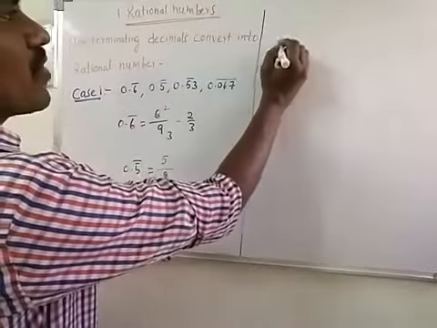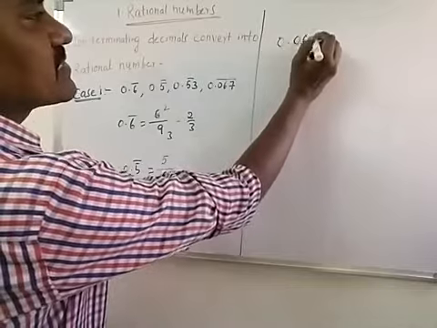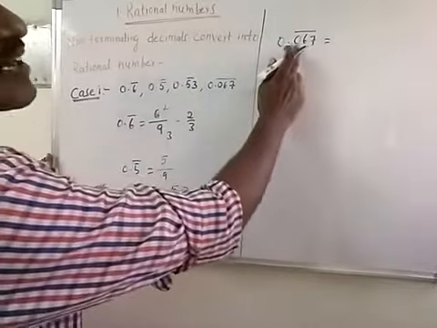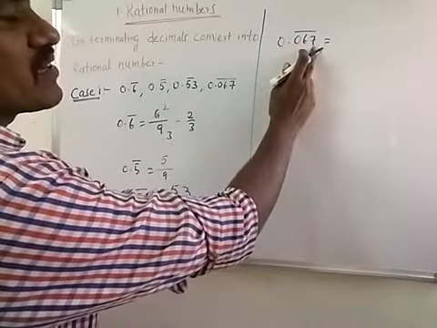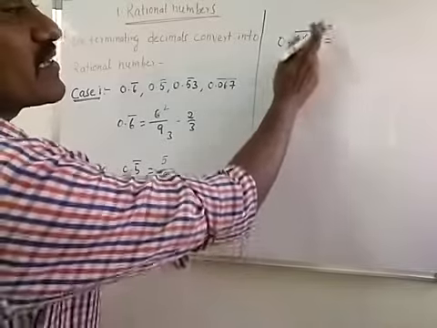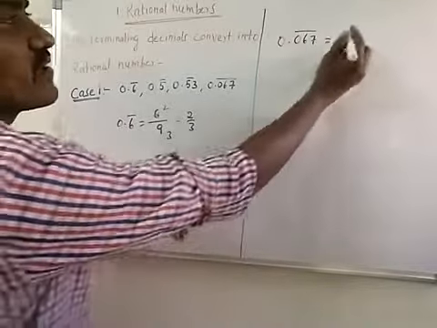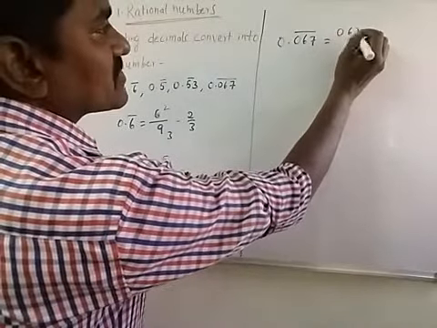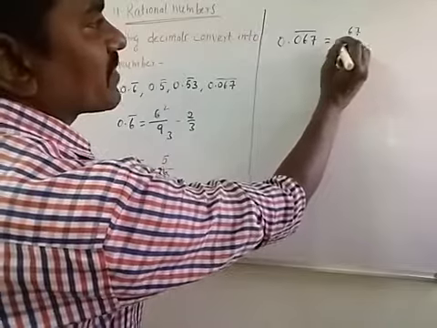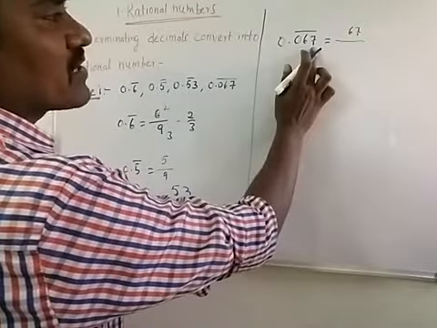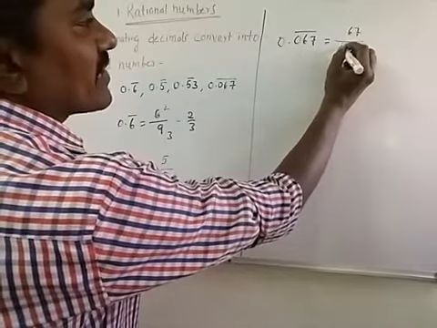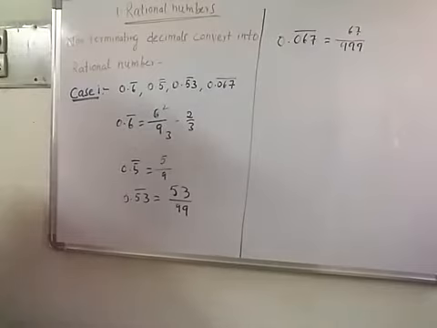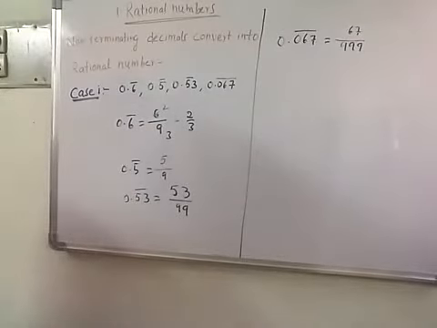And 0.067 bar: how many repeated figures? 067, 3 repeated figures. We write 067 in the numerator, which is 67, divided by 3 nines, 9, 9, 9. That is 67 by 999.